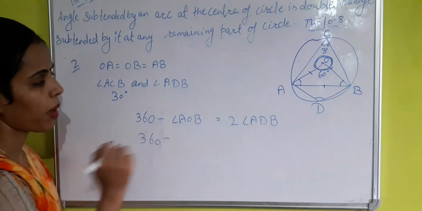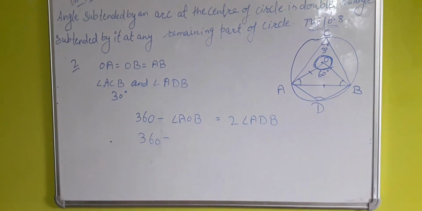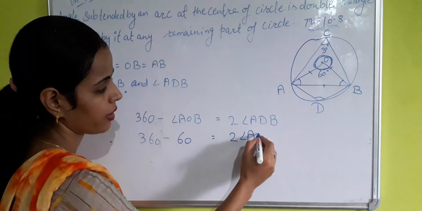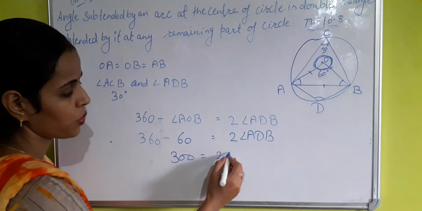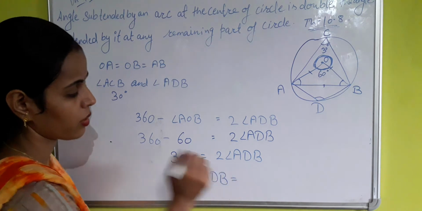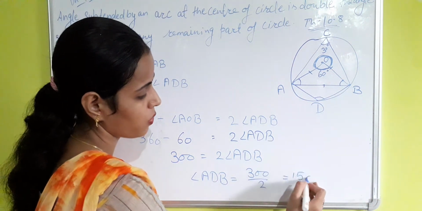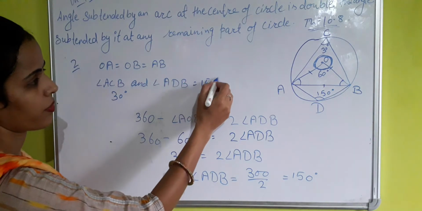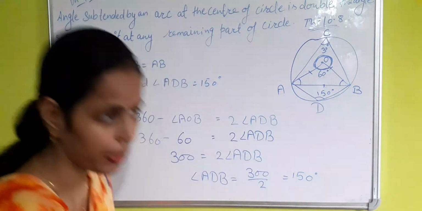360 minus AOB, which is 60 degrees, equals 2 of angle ADB. 360 minus 60 is 300, equals 2 of angle ADB, and so angle ADB equals 300 upon 2, which is 150 degrees. So the value of angle ACB is 30 degrees and angle ADB is 150 degrees. Question number 2 is complete.